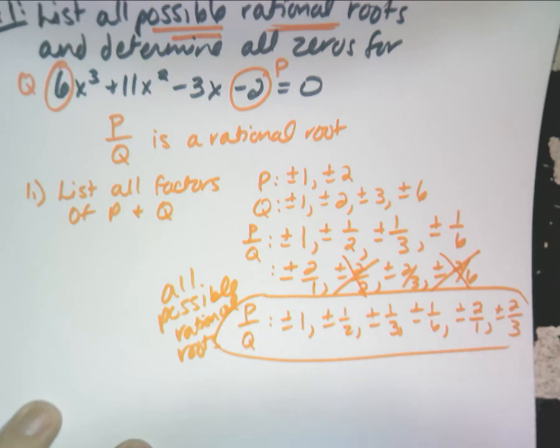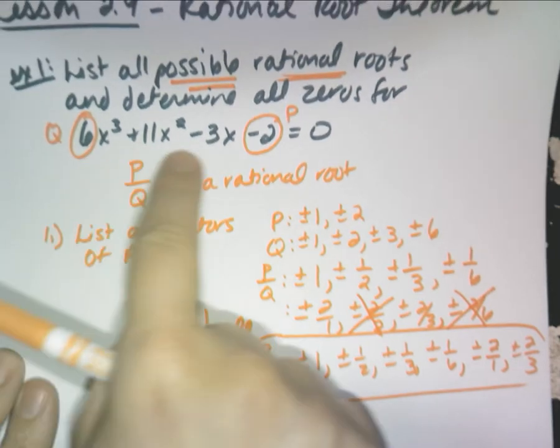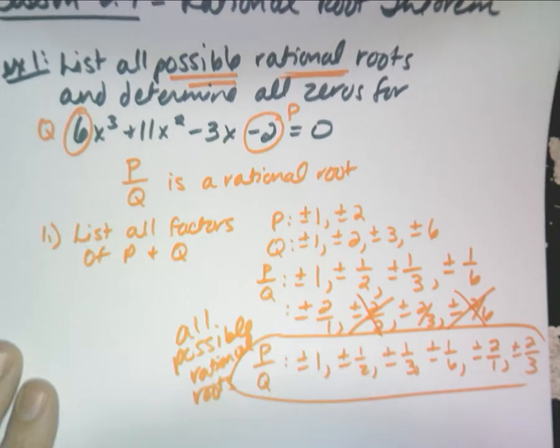Okay, now, back in Mrs. Setta's day, in order to determine all your zeros, you would have to take each one of these roots and synthetically divide it into here and find out which one is a 0.